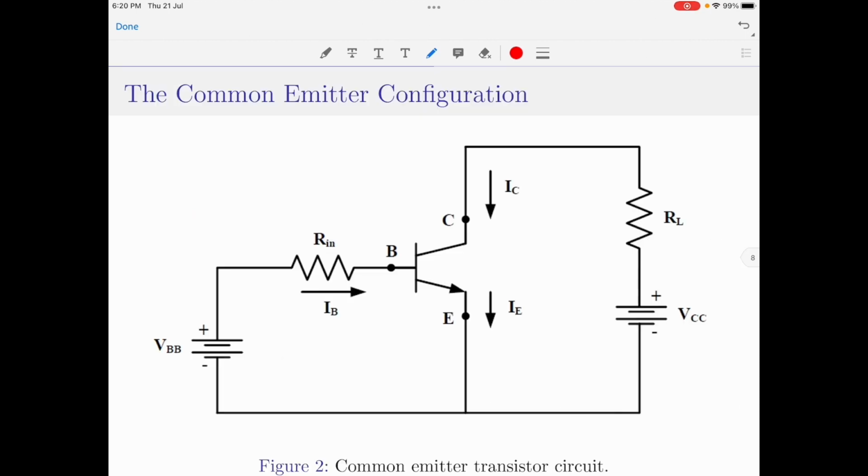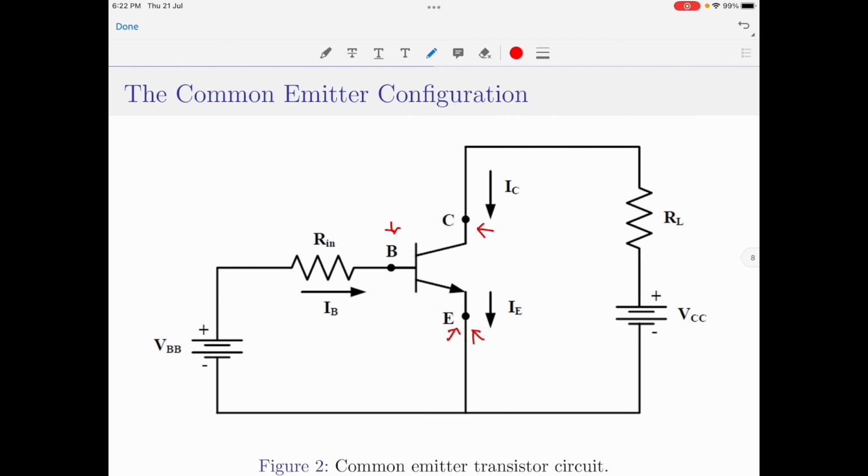Let us now move on to the next configuration, which is common emitter configuration, and the NPN equivalent circuit for the same is shown in figure 2 here. In this type of configuration, the emitter terminal is taken as common to both the input and output. The input signal is applied between the base and emitter terminals. This is the base terminal, this is the emitter terminal, and the output is taken from between the collector and emitter terminals. This is the collector, once again this is the emitter.